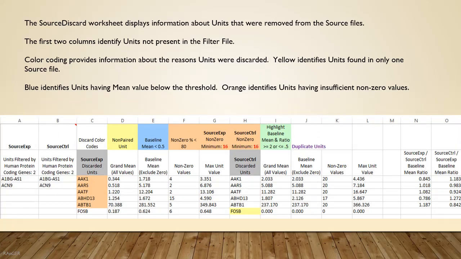The Source Discard worksheet displays information about units that were removed from the source files. The first 2 columns identify units not present in the filter file. Color coding provides information about the reasons units were discarded. Yellow identifies units found in only one source file. Blue identifies units having mean value below the threshold. Orange identifies units having insufficient non-zero values.